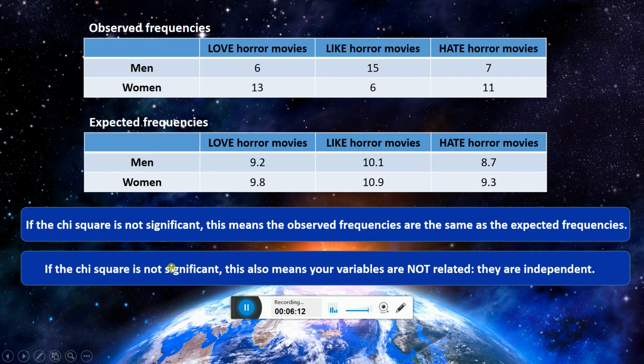So, if your chi-square is not significant, this means your variables are not related. They are independent of each other. We can even say they are not contingent on each other.